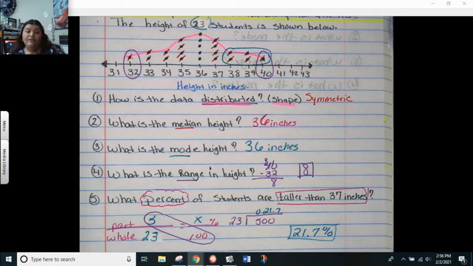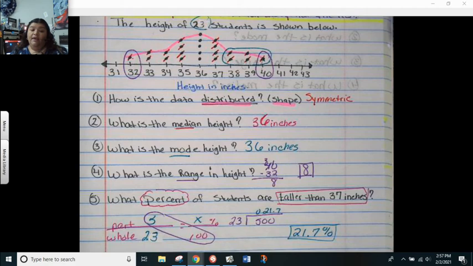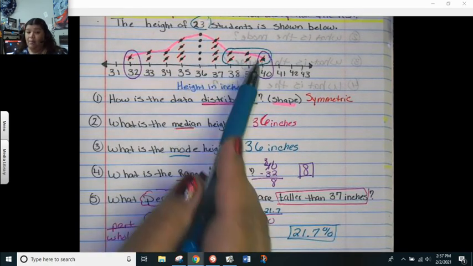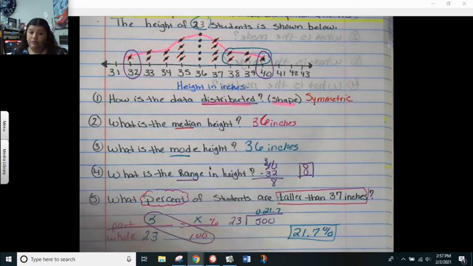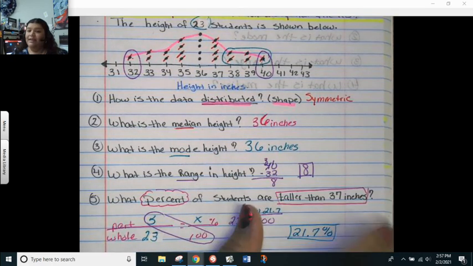So on this one, the part is going to be how many dots there are above whatever they want, and then the whole amount is how many dots total. And then cross multiply. All right, okie dokie. Let's go ahead and try it out.